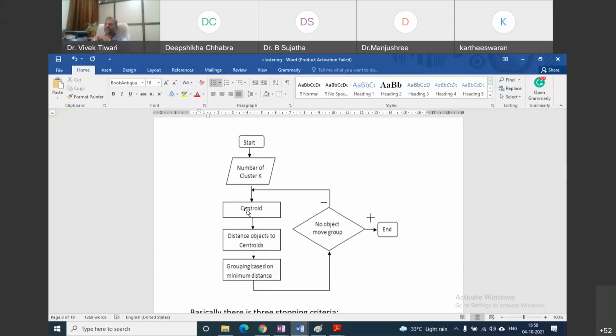Then you have to calculate the distance of all the objects. Try to understand the word: distance of all the objects to all the centroids. Based on that distance, you have to change the grouping, you have to change the membership. Then go ahead. If the objective function is improving, we have to keep on iterating, keep on iterating. Here the stopping criteria is written. There may be multiple stopping criteria, which I will cover.